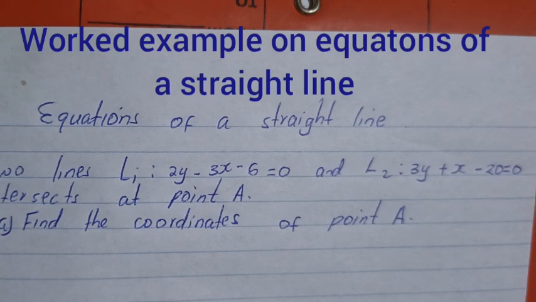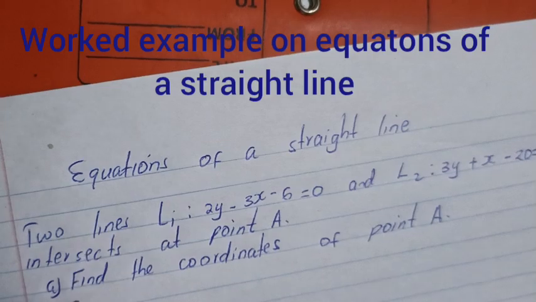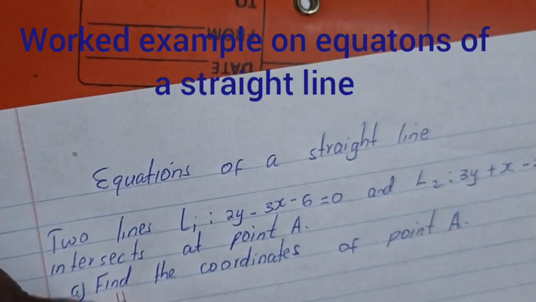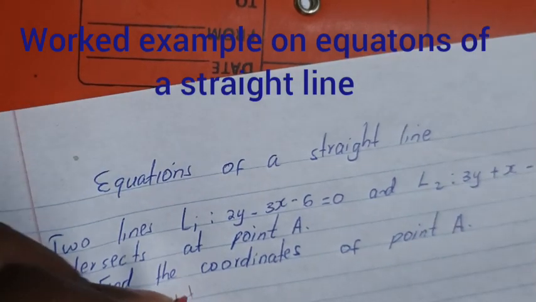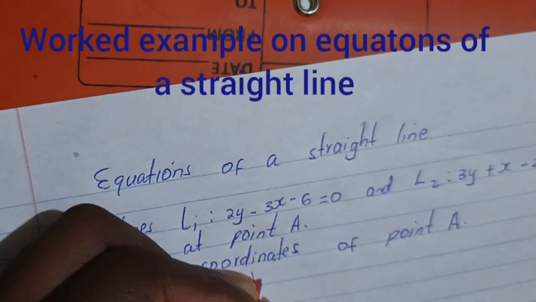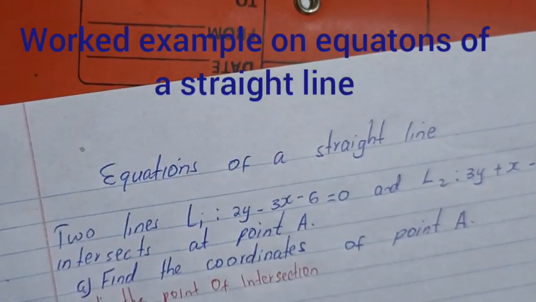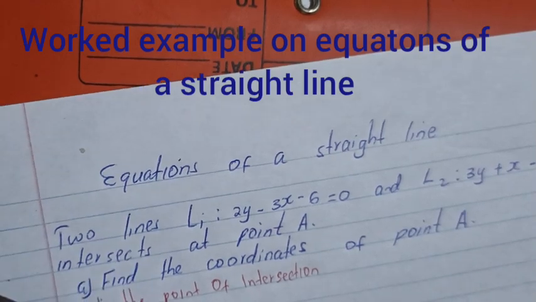6 is equal to 0, and L2 is 3y plus x minus 20 is equal to 0. We are told that these two lines intersect at point A. Now, find the coordinates of point A. And we said in that video that at the point of intersection, y1 is equal to y2.